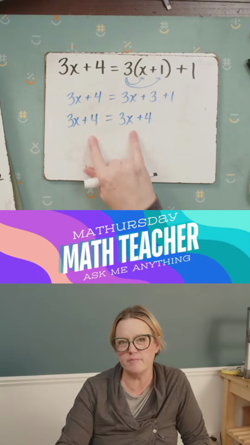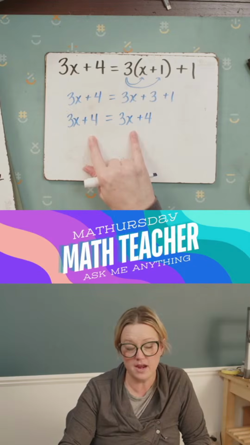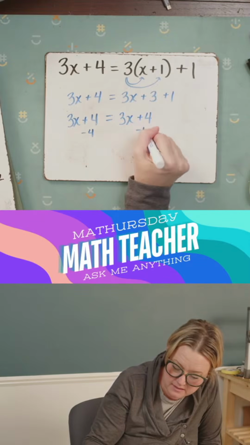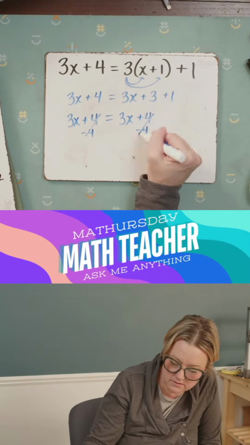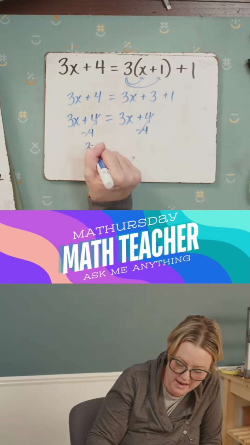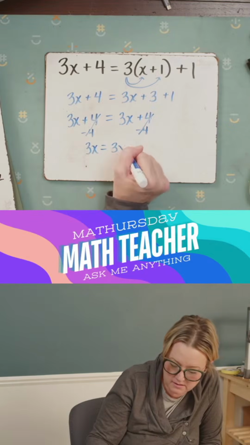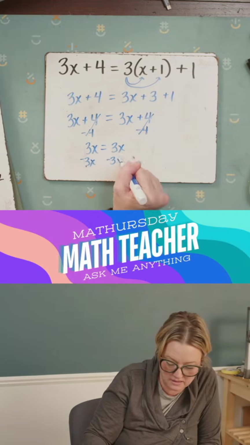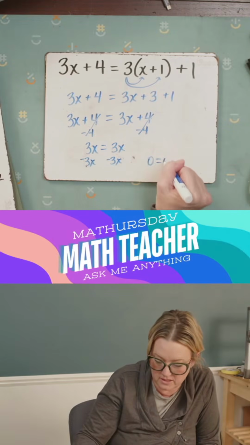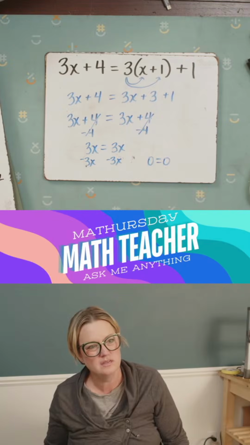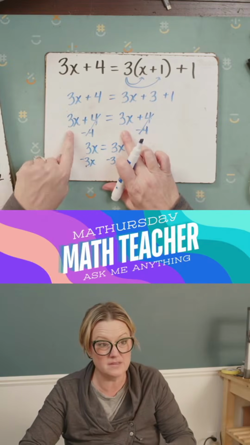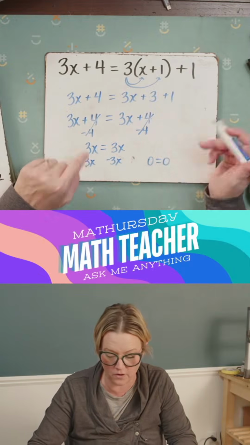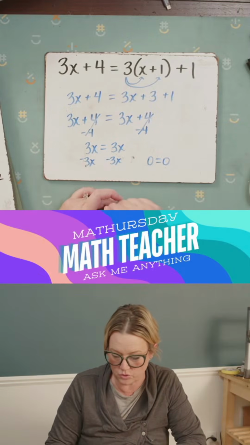Isn't that always going to be true? Right? I can keep going. If I subtract 4 from both sides, 0, 0. So that means 3x equals 3x. If I subtract 3x from both sides, I get 0 equals 0. Won't that always be true? And even if I did subtract 3x from both sides first, I would have 4 equals 4. That's always going to be true.